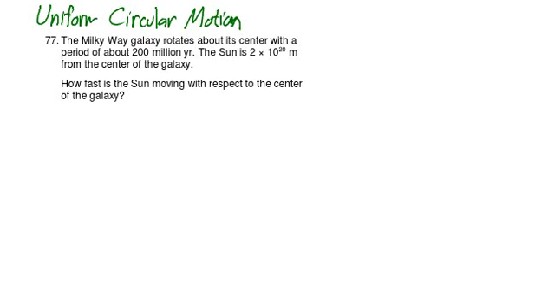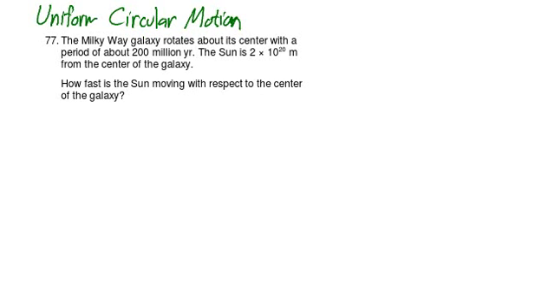Hello students, this is Dr. Ben, and I'd like to take a few minutes to work out a problem out of Chapter 5 of our textbook that has to do with the topic of uniform circular motion, and it's actually about the kinematics of that uniform circular motion. So we've got this scenario presented where we're looking at the Milky Way galaxy, and one of the stars that is in the galaxy, which is our Sun.